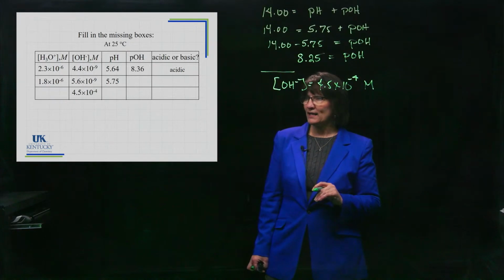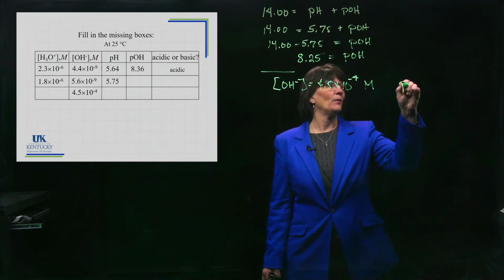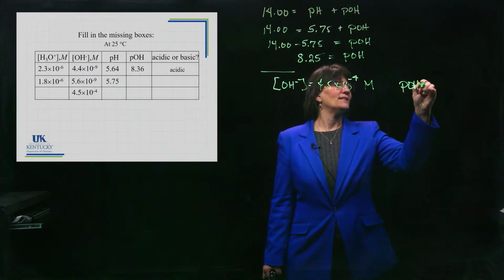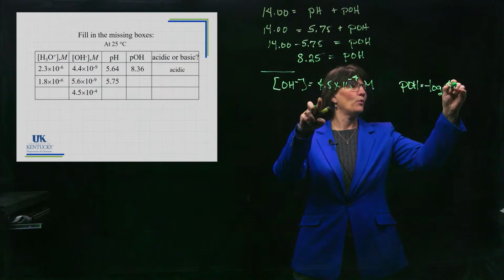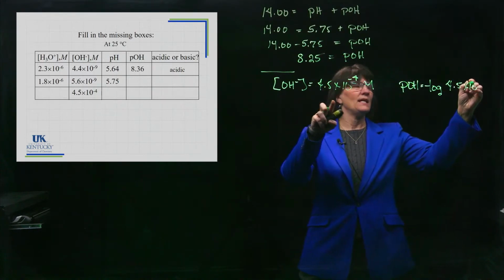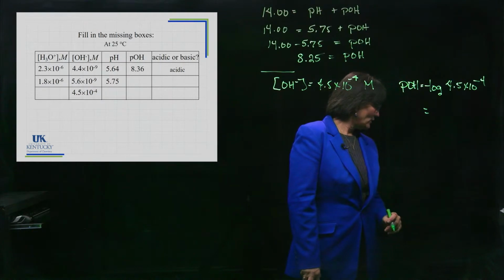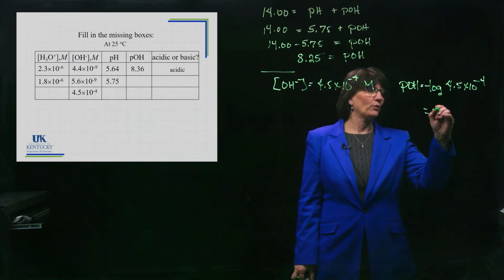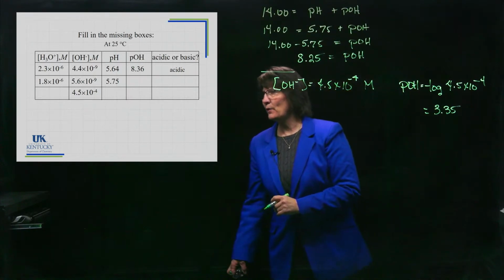From the OH minus, it is pretty quick and easy to get the pOH. So let's go ahead and get the pOH. pOH is the negative log of this OH minus concentration of 4.5 times 10 to the minus 4. This gives me a pOH value equal to 3.35. Okay, so now I know the pOH.